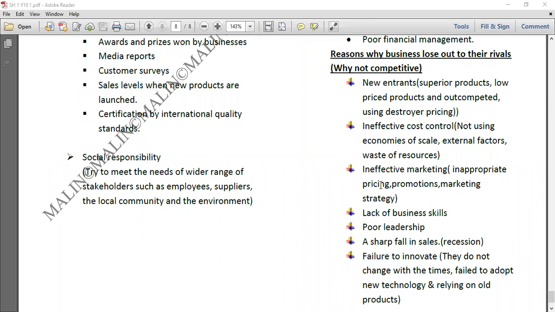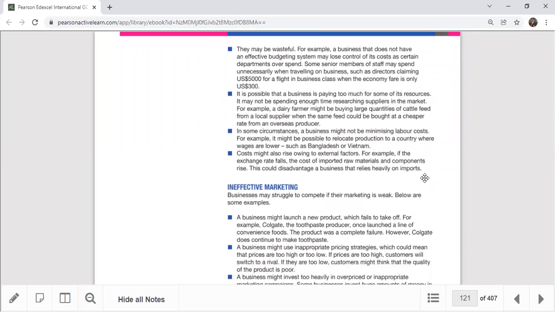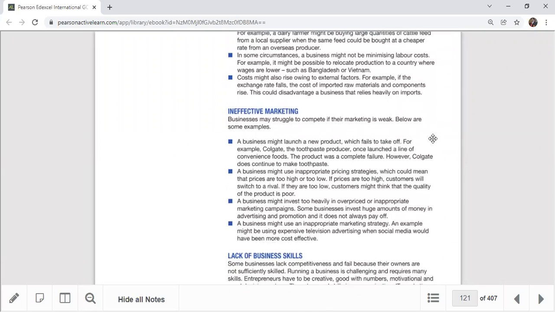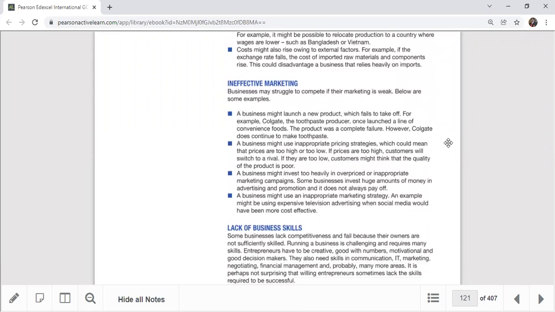Ineffective marketing means that marketing is a really important function. Marketing is a process of identification, anticipation, and satisfying of consumer needs and wants profitably. When you're doing marketing, these weak points can be seen from your marketing department. If marketing is weak, the business will eventually fail. So what are the weak points?